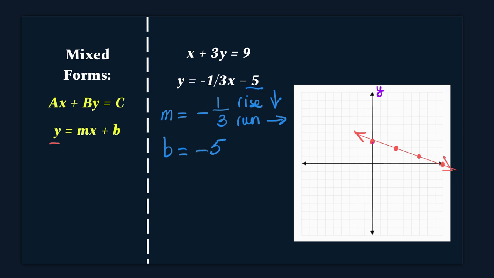Okay, so let's plot those points. For our y-intercept, that's where we're going to start. 1, 2, 3, 4, and there is our y-intercept. And now we're going to use rise over run, rise 1, and that means going down 1, and then 3 to the side, which will be right over here. We're going to do that again. Rise 1 and 3 to the side.